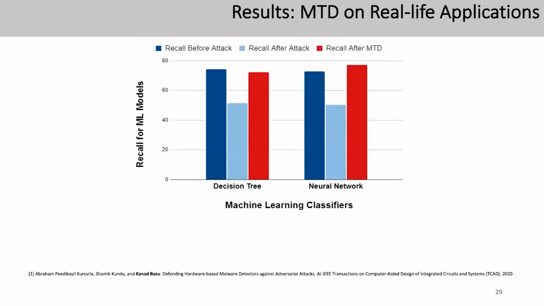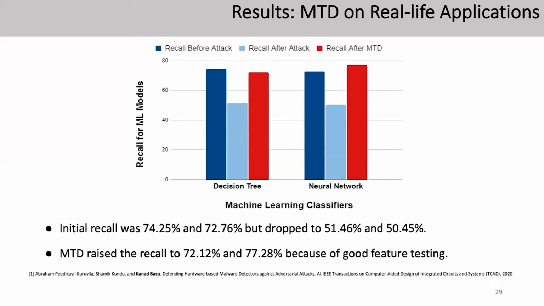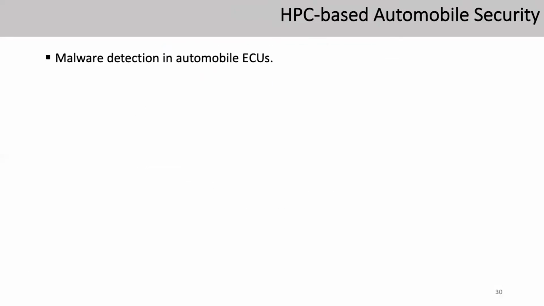And let's look at the results. The initial recall was 74 to 72%, but it reduced to almost 50% after the attack. Now 50% recall means almost a random guess. So the machine learning classifier is not doing anything, right? We could actually improve the recall to 70 to 77% after the MTD, the moving target defense, for these two classifiers. Now, I was talking about automobile security, right?